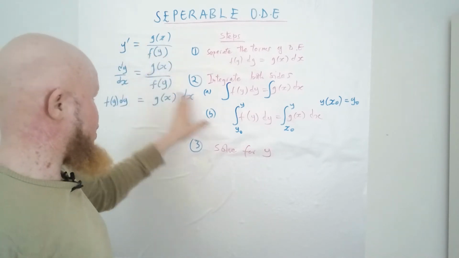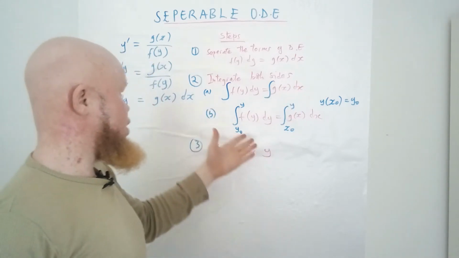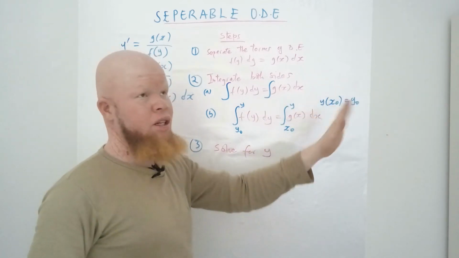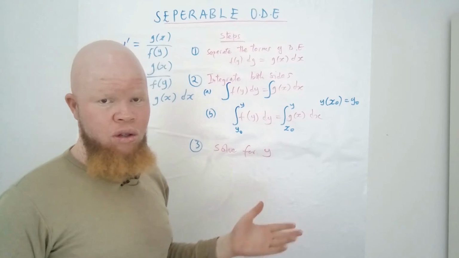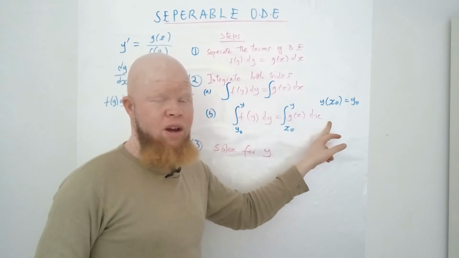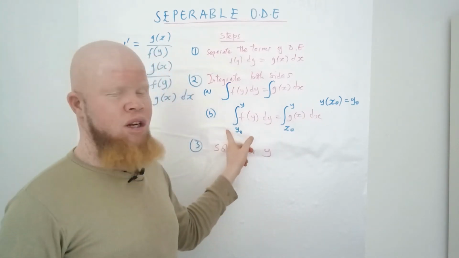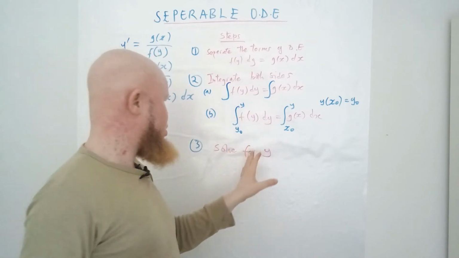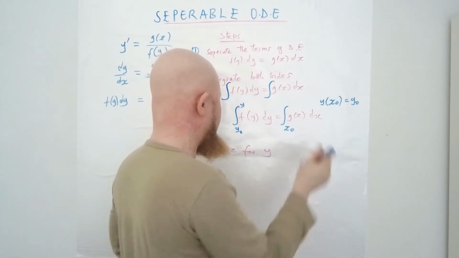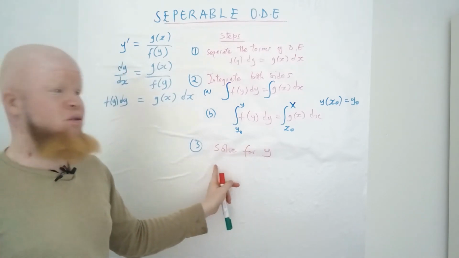The second step is to integrate both sides. If there is no initial condition, you just integrate and find the general solution. But if you have been given some initial values, then your integral becomes like this, whereby you just substitute. Here there's a mistake, sorry, so here it will be of x. That's how you do it. And then lastly, you solve for y.